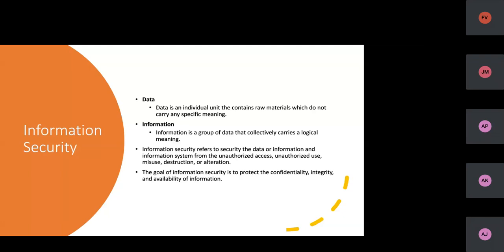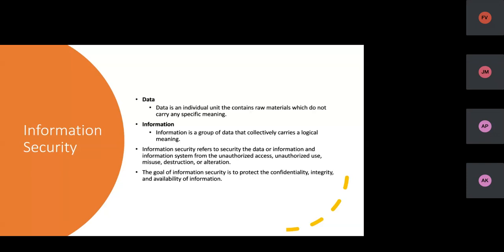Then there are some concepts. You know what data is? You've heard of the term data. Everybody has heard of the terms data and information, data breach, information breach. Data is something you can say is user input. It doesn't hold any value.